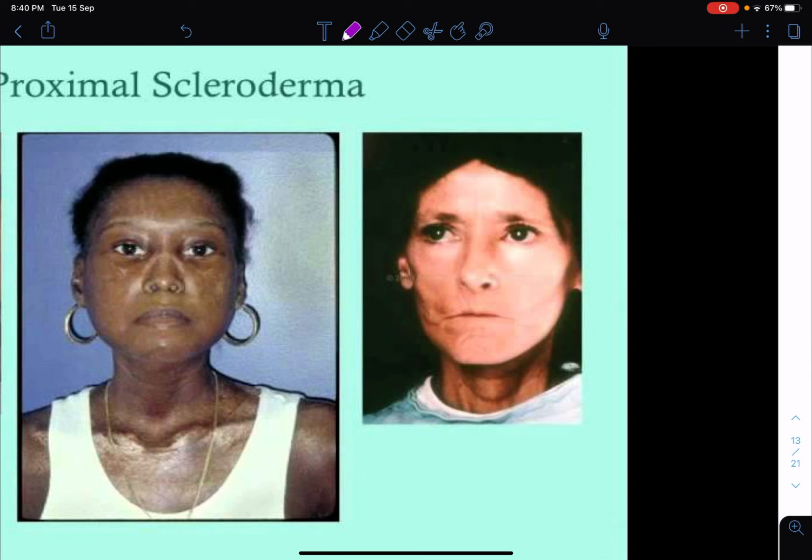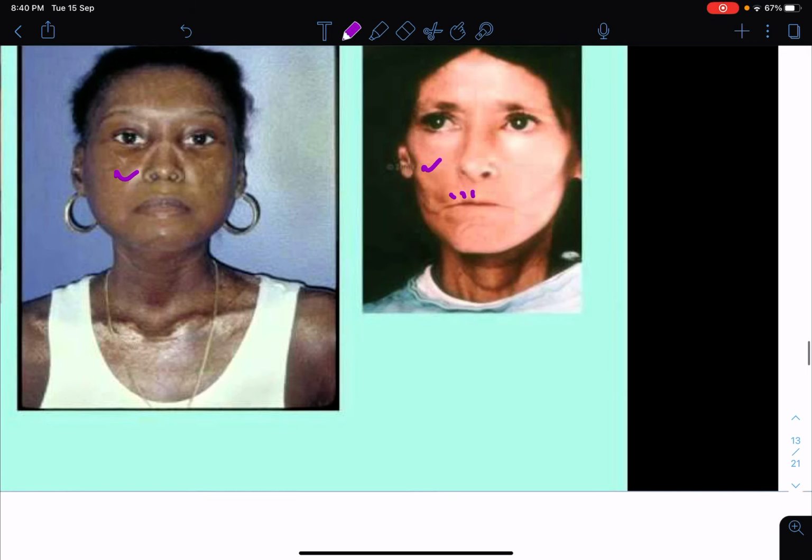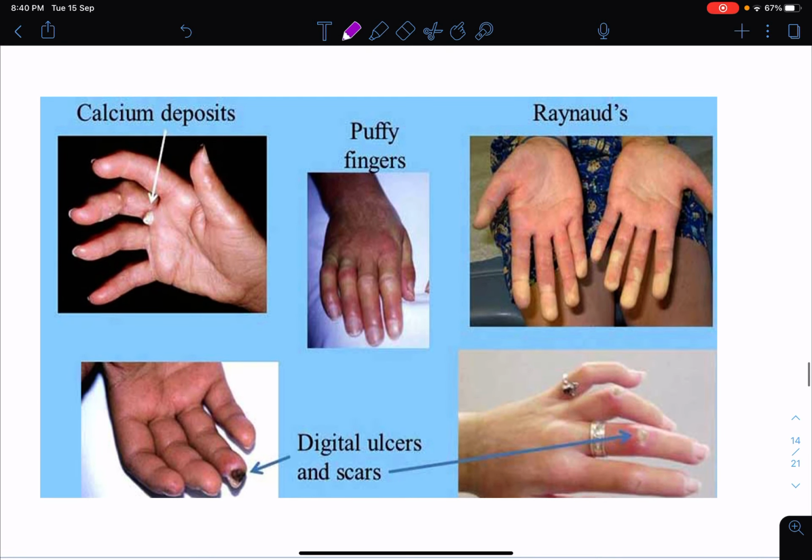We have already mentioned the features previously. There will be pinched up nose. Okay, then there will be radial furrowing surrounding the lips, microstomia. Okay. Some other pictures showing certain manifestations of scleroderma. Calcium deposits, also known as calcinosis. The fingers are puffy here. Okay, this is Raynaud's phenomena. Already we have seen one more picture also. Look at the paleness in the fingers and digital ulceration because of long-standing Raynaud's phenomena, digital ulceration and scar.